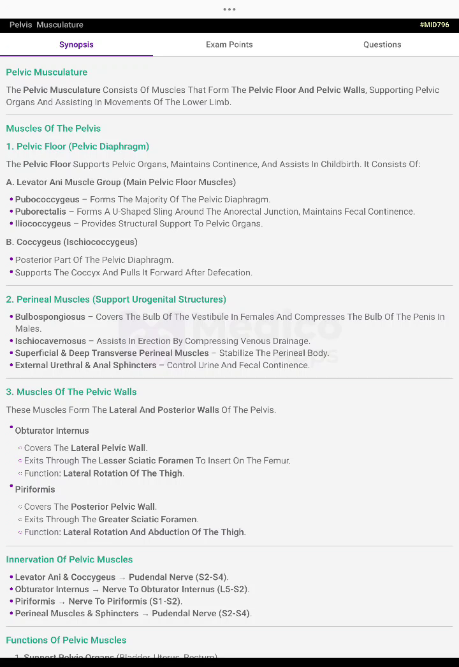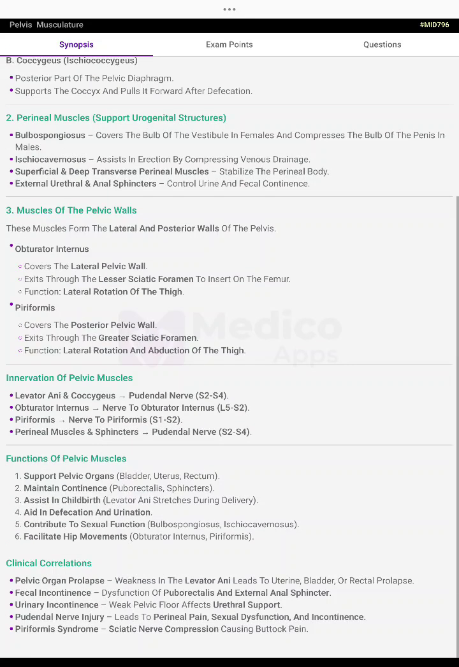Muscles of the pelvic walls. These muscles form the lateral and posterior walls of the pelvis. Obturator internus covers the lateral pelvic wall, exits through the lesser sciatic foramen, and inserts on the femur. Its function is lateral rotation of the thigh. Piriformis covers the posterior pelvic wall and exits through the greater sciatic foramen. Its function is lateral rotation and abduction of the thigh.